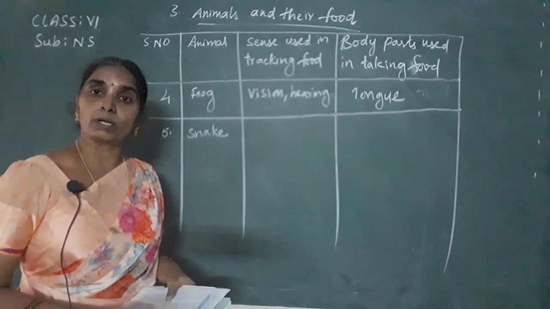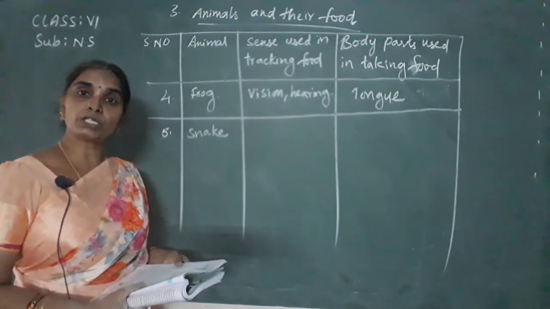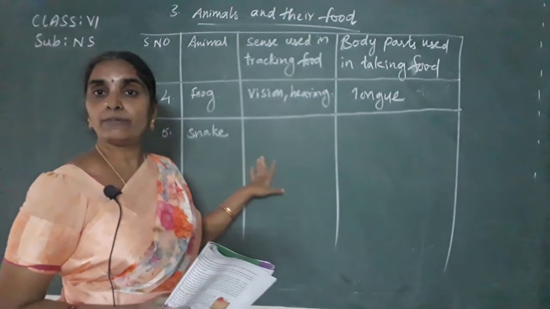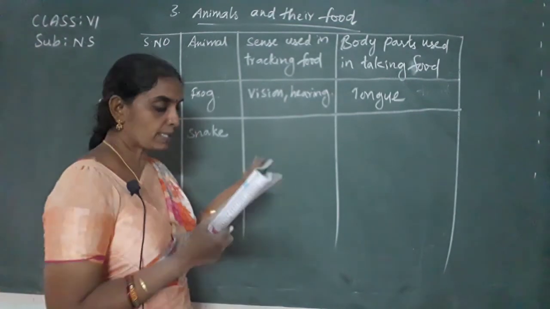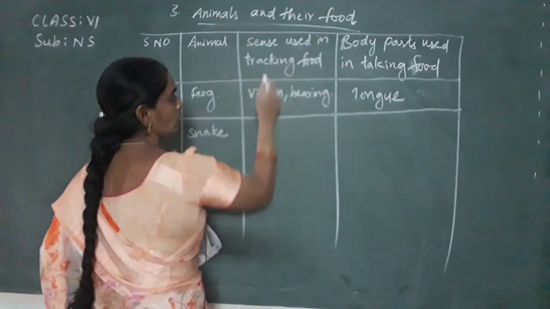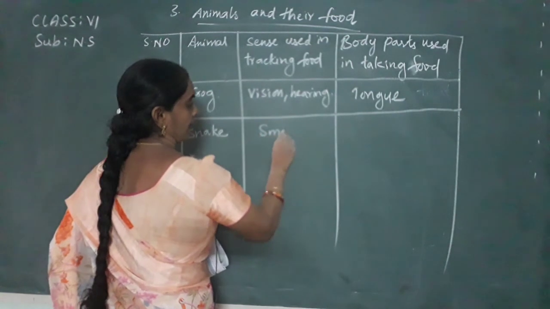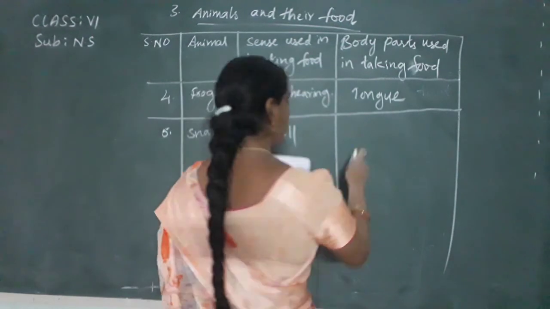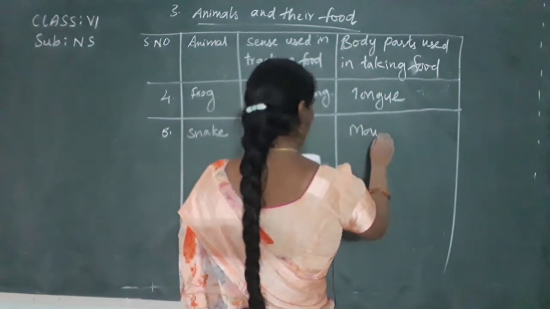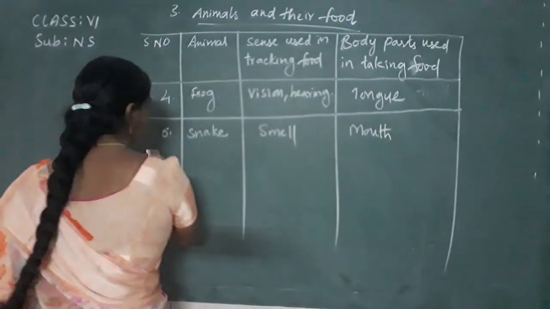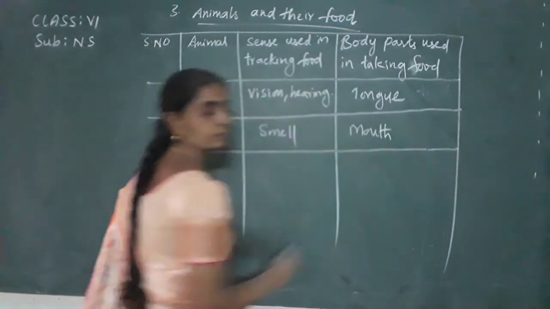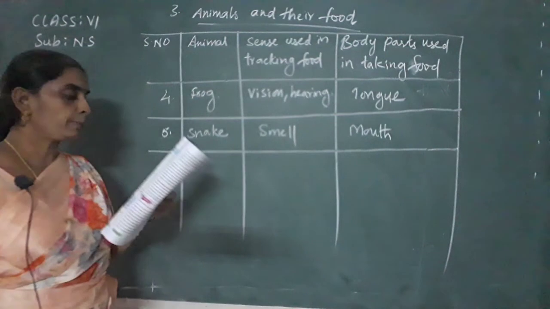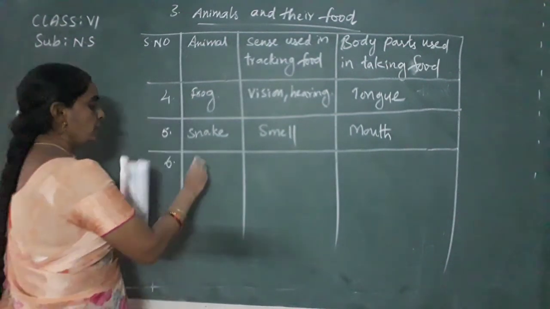Whether snake is a carnivore, omnivore or herbivore, children, it is a carnivore. Yes, it depends only on flesh for its food, isn't it? Mostly the sense used in tracking the food is smell. Snake: smell. It uses its mouth to take its food. Okay, children, the next one is about the bat.